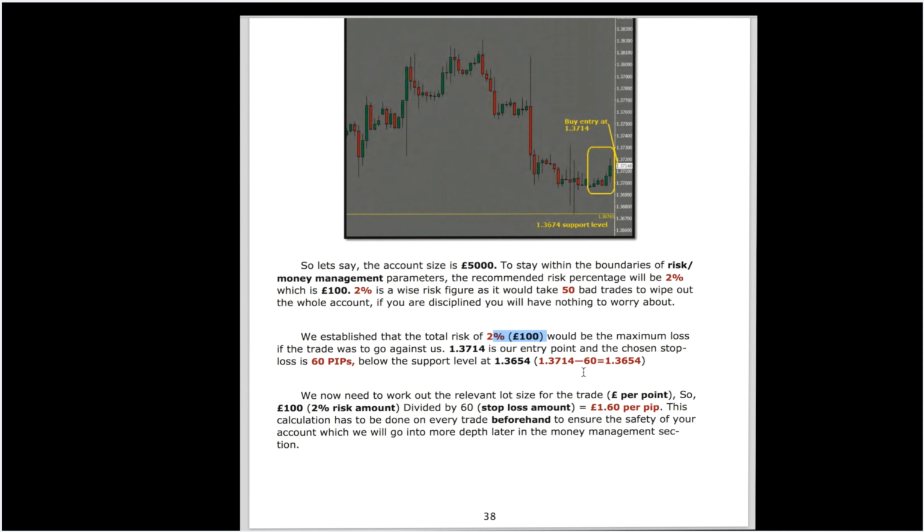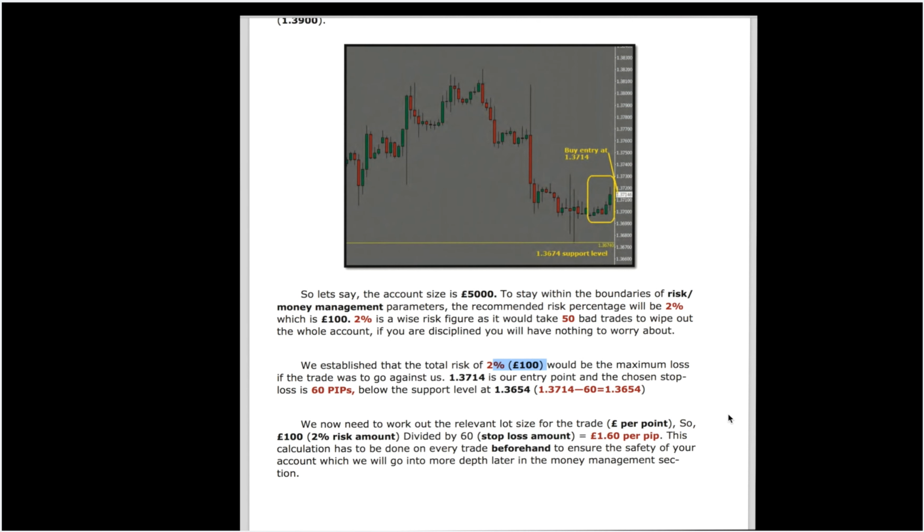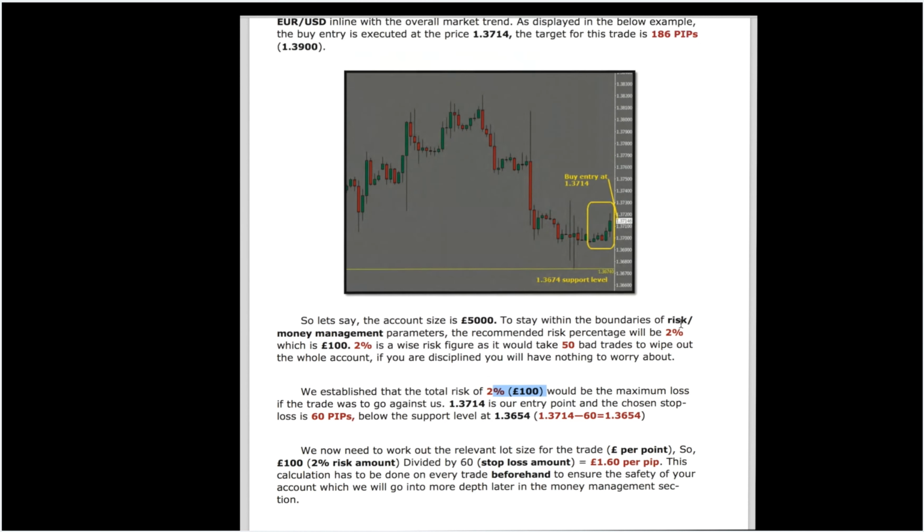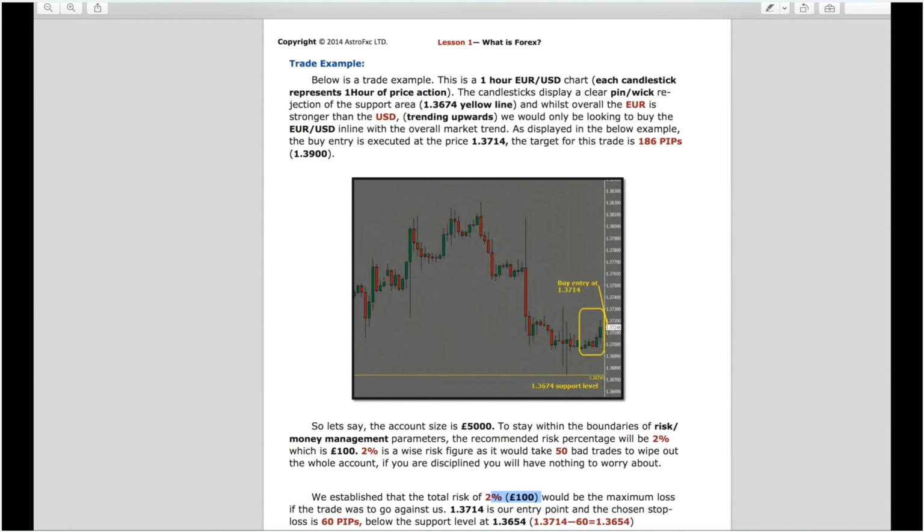Now, the chosen stop loss for this trade is 60 pips, and I've put it just below the support level, 15 to 30 pips below the support level. So before I even entered the trade here, I know my risk figure, I know my target, I know my stop loss. Now we need to work out the lot size for the trade, which is pound per pip. Now what I'm going to do firstly, I'm just going to draw all of this on the whiteboard. All right, so I like to do this in steps and express this in steps.